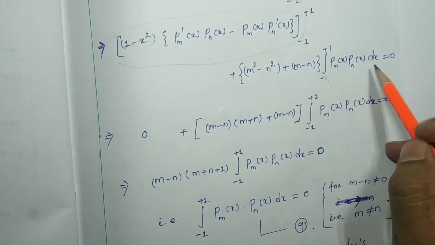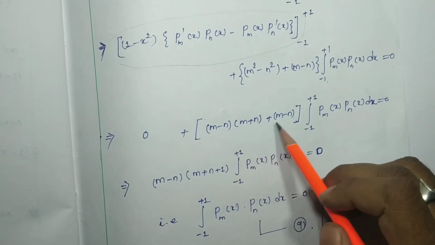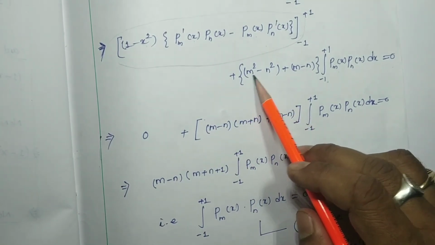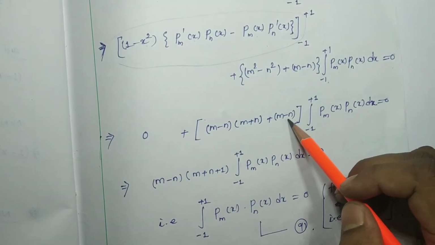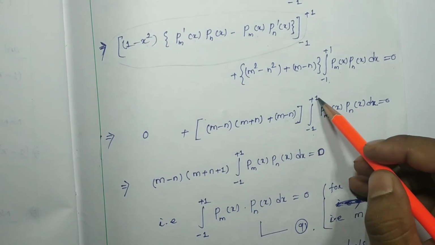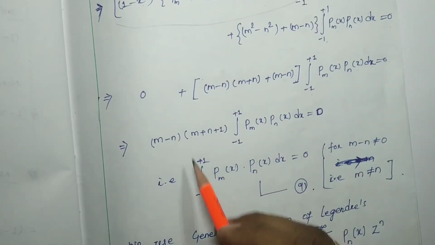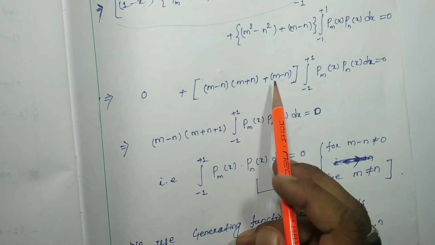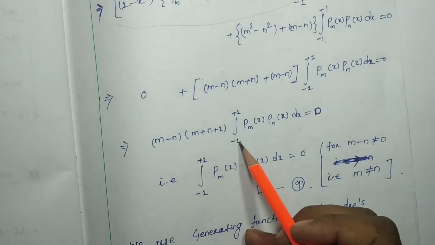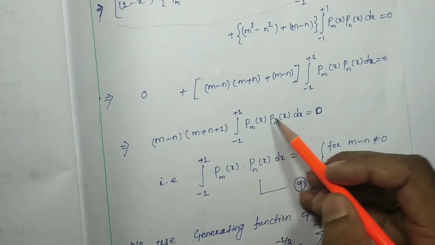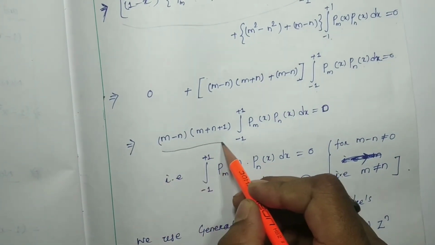And this term can be written as a square minus b square form. This m square minus n square can be written as m minus n and m plus n. As usual I have written integration of minus 1 to plus 1 pmx pnx dx equal to 0. And so here m minus n can be taken outside, it will be m plus n plus 1, m minus n times m plus n plus 1, integral minus 1 to plus 1 pmx pnx dx will be equal to 0, and this left hand side will be 0.